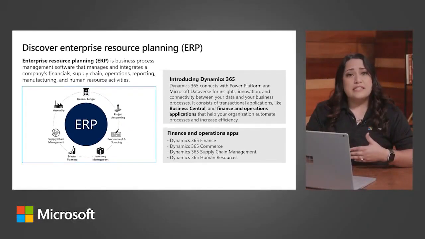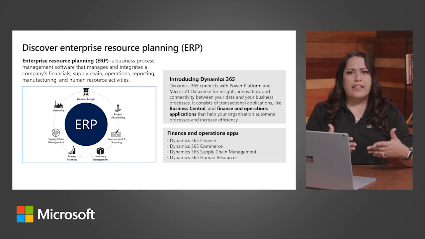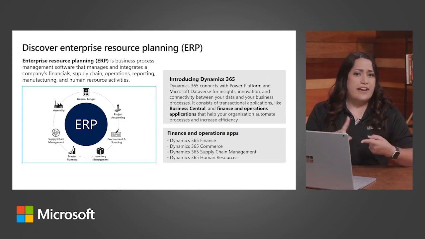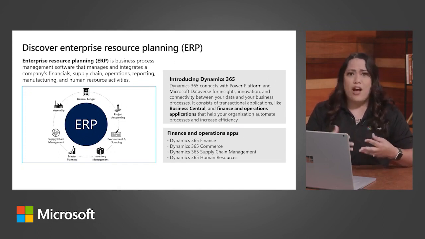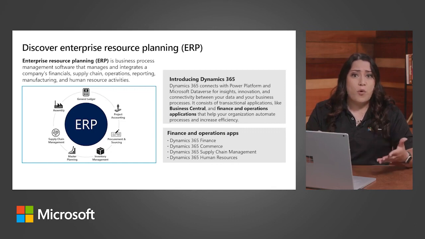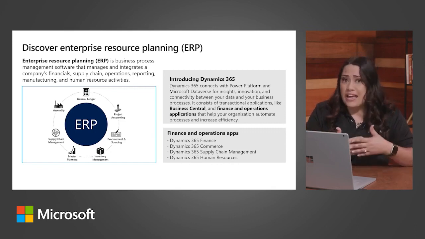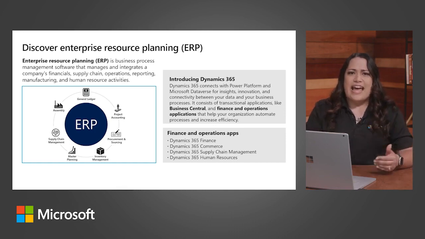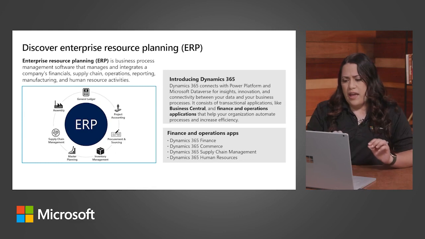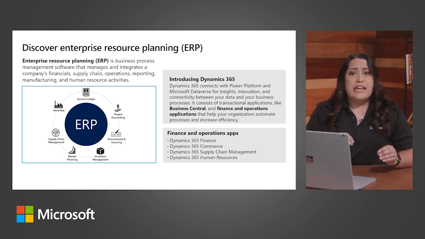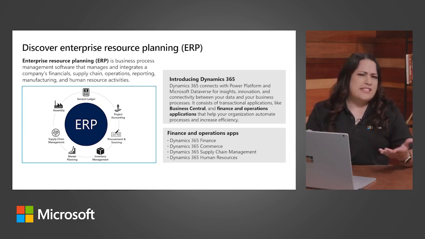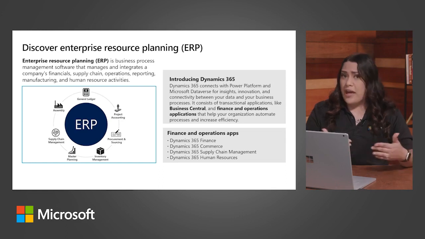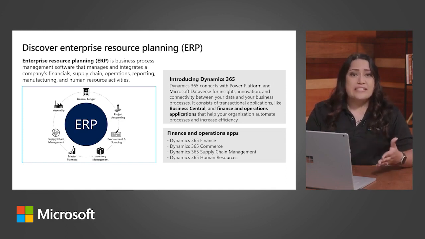And an ERP system is a piece of software that manages an organization's financials, their supply chain, operations, as well as reporting, manufacturing, and all of the HR activities. The way that I like to think of it is that it's running the core process of your business. And typically, an ERP system will integrate with a central database so that you and your organization have insight to all of your business operations.